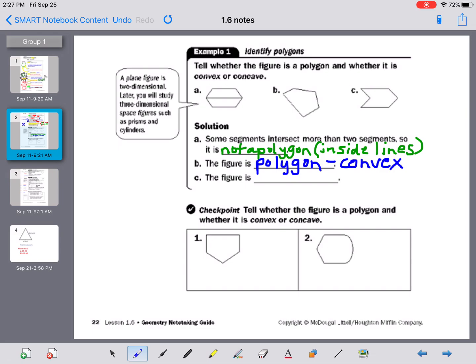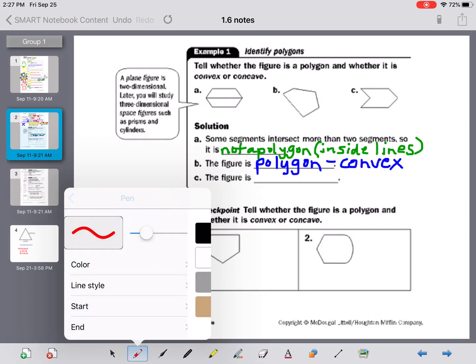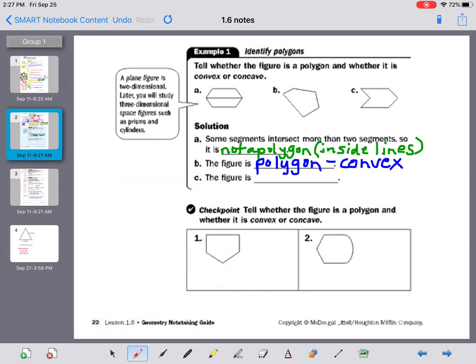For C, is this a polygon? Does it fit the rules of polygon? It's closed, no curves, no interior lines, no lines across, so I'm going to say yes, it's a polygon. And then the question is, is it concave or convex? This one looks like it has part that caves in, so I'm going to call that concave.